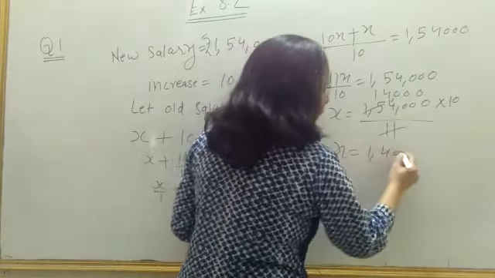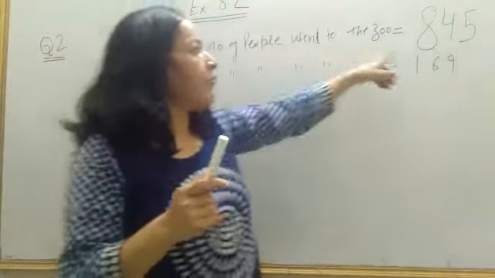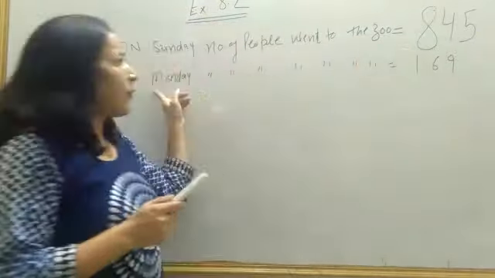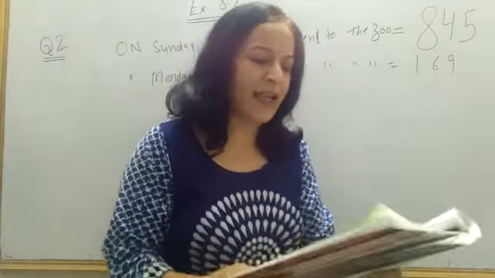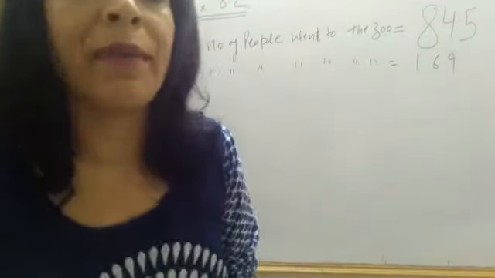And question number 2 is, on Sunday 845 people went to the zoo, and on Monday 169 people went to the zoo. You have to find the percentage of increase or decrease on Monday. What is the percent decrease in the people visiting the zoo on Monday?